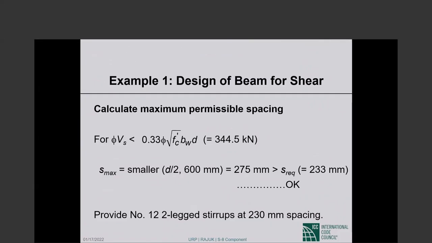What is the maximum permissible spacing? Our shear is lower than 4 square root of f sub c prime. So our maximum spacing is 1/2 of d, or 600 millimeters. 1/2 of d is 275 millimeters. Remember, d is 550. And that is larger than the number we calculated, 233 millimeters. So this number is smaller than the maximum spacing, so we can go with that number. So we will provide 12 two-legged stirrups at 230 millimeter spacing.